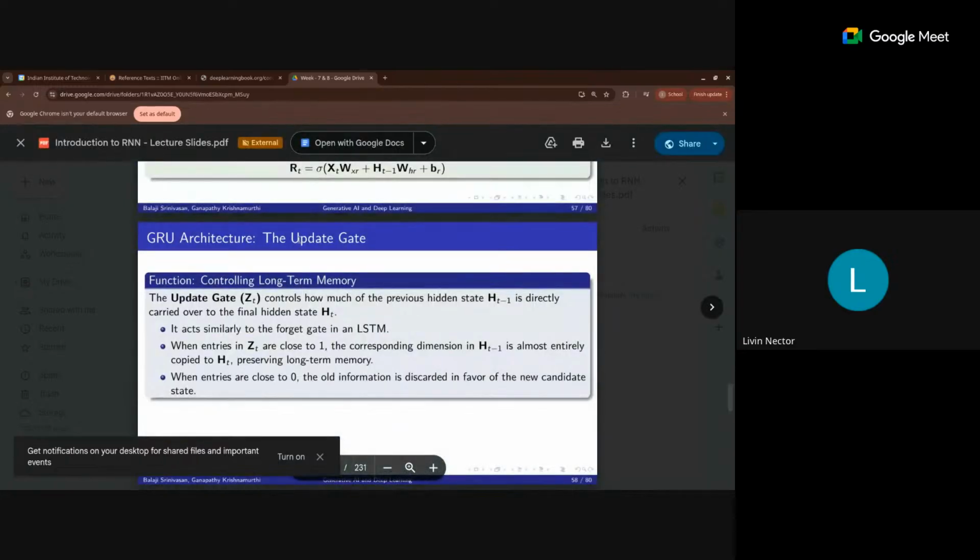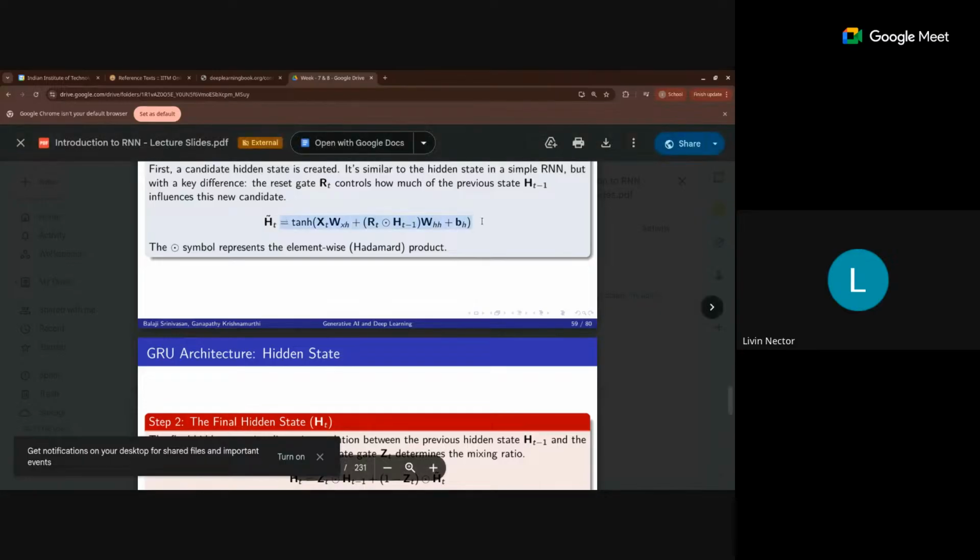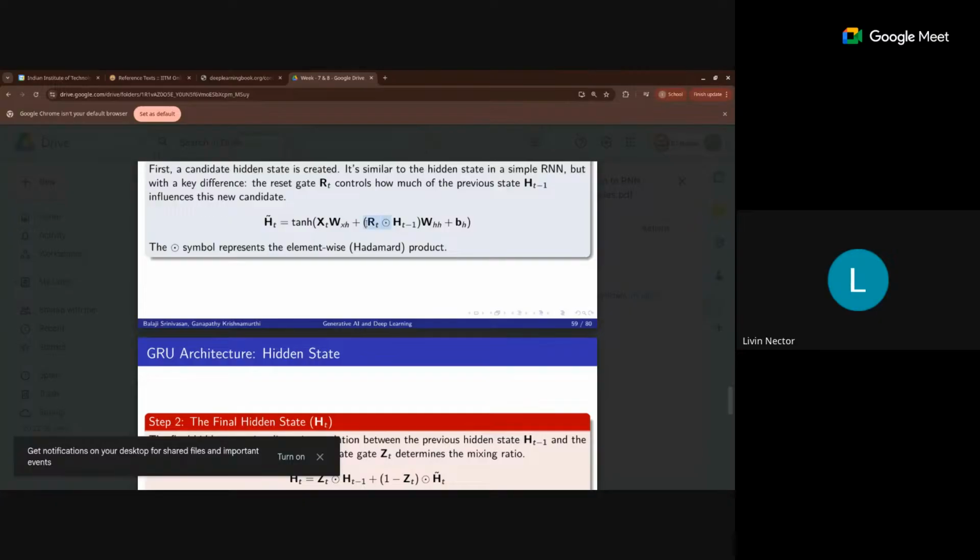If you see, this R is used in this candidate equation. The candidate equation is the normal vanilla RNN equation. The only change is how we get the previous state. So this is the vanilla RNN equation with a gated reset. This is the additional thing in the normal vanilla RNN equation, right? Do you see this? Without this multiplication by r_t, the remaining is the vanilla RNN. Is that clear?